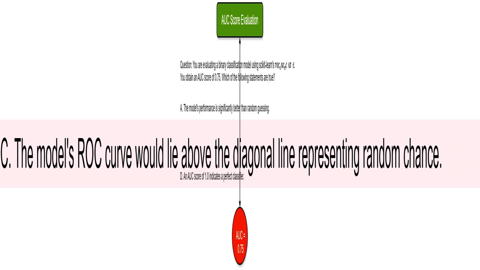This is true. Since the AUC is greater than 0.5, the ROC curve will be above the diagonal line. The diagonal line represents random guessing, so being above it is a good thing.